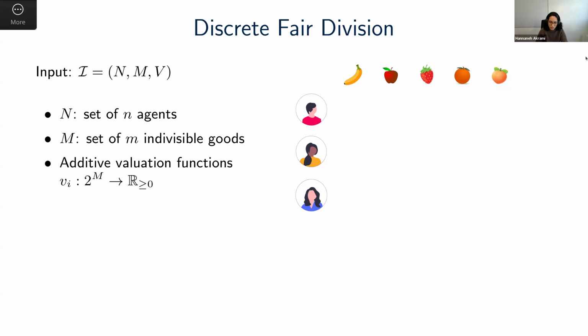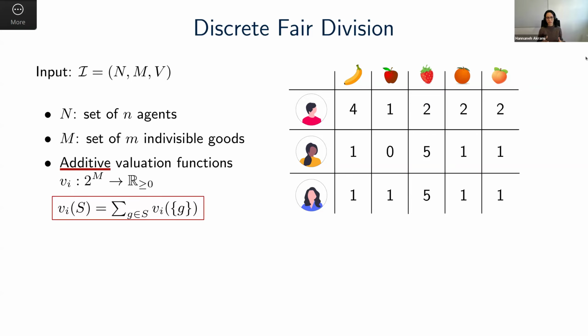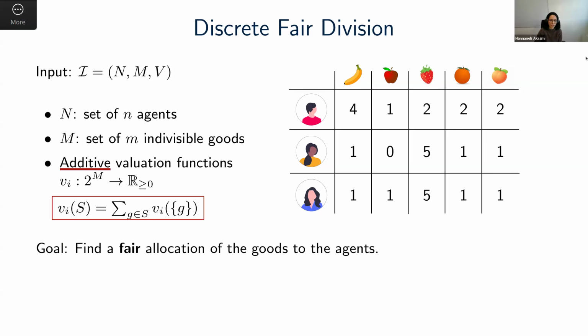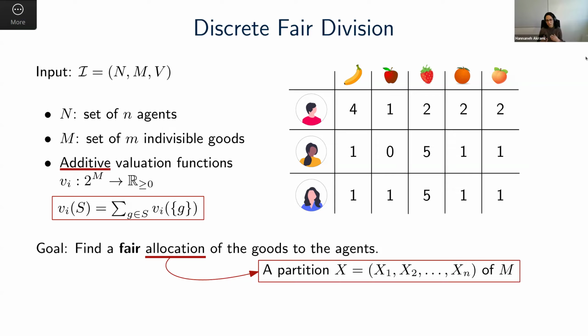In this talk, we assume that the valuation functions are additive, which simply means that the value of each subset is just the sum of the values of the individual goods in that subset. So this is what the input would look like, and the goal is to find a fair allocation of the goods to the agents. An allocation is simply a partitioning of the goods into n bundles, x1 up to xn, so that xi would be allocated to agent i.